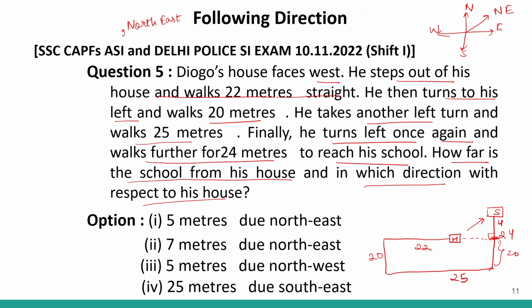Similarly, if this is 25, from here to here, this is 25, and this much is 22, that means this much will be equal to 3, right? So let us use the Pythagoras theorem. Pythagoras theorem states that SH square will be equal to 4 square plus 3 square. 4 square is 16, 3 square is 9, that is 25. So SH will be equal to under root of 25, which will be equal to 5 meter. So he would have to go 5 meter northeast, which is in option 1. So option 1 will be your correct answer.